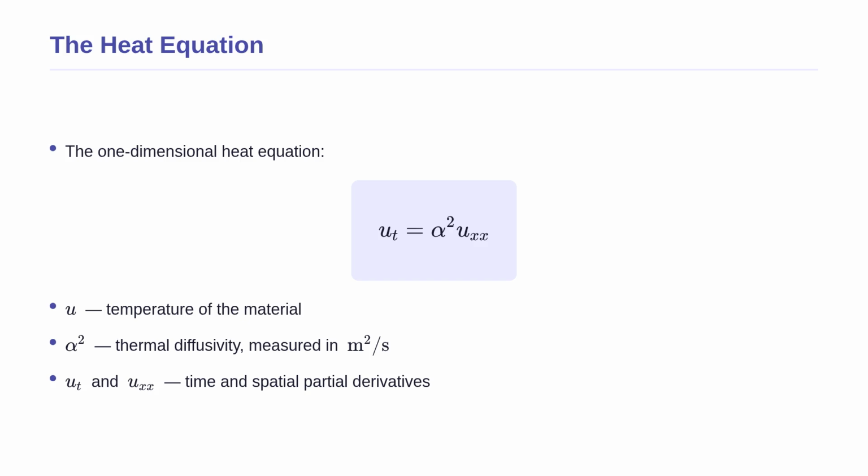Let us see this mathematical machinery in action using a classic example, the one-dimensional heat equation. This formula conceptually describes how thermal energy moves through a solid metal rod over time. Here, the variable U represents the temperature of the material. The symbol alpha squared is the thermal diffusivity constant, measured in meters squared per second, which tells us how easily heat spreads. The term U sub T shows how fast the temperature changes over time, while U sub XX shows how the temperature is distributed in space. If the diffusivity constant increases, the heat spreads much faster through the material.